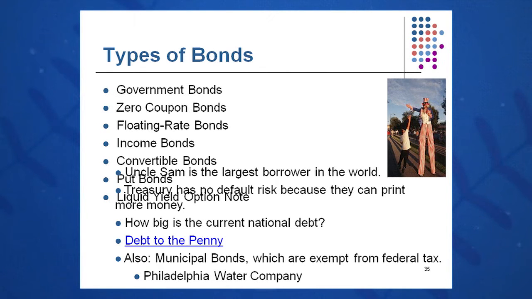Other governments and entities also issue bonds. Municipal bonds are very, very popular. Why? Because they can be triple tax-free if purchased in the state of residence. So if you live in Pennsylvania and you buy a Philadelphia Water Company bond, my wife's grandfather used to favor these bonds because they were triple tax-free. They were federal tax-free, state tax-free, and local tax-free. He loved them. They were great.